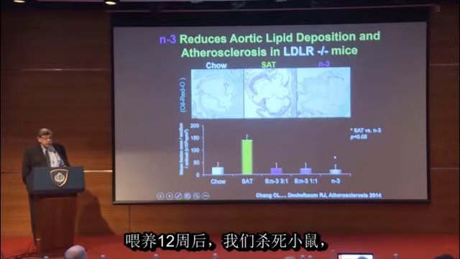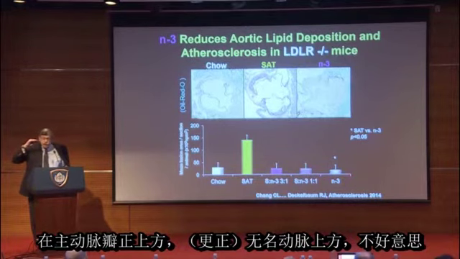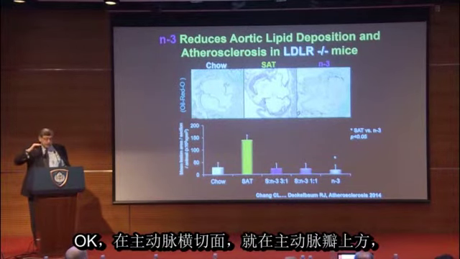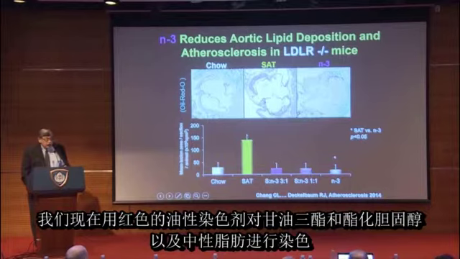And after 12 weeks, we sacrifice the mice. And what we're looking at is cross-sections of the aorta taken just above the aortic valve. Okay, cross-sections of the aorta just across the aortic valve. And here you can see on the low-fat chow diet, this is the aortic valve. This is the arterial wall. And we're staining now with oil red O to stain for triglyceride and cholesterol esters, neutral fat lipid.